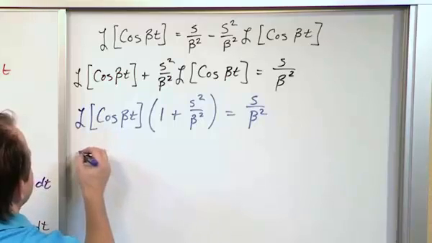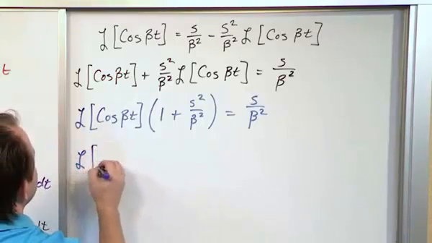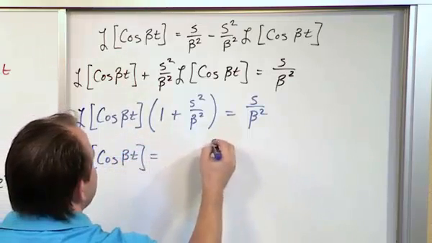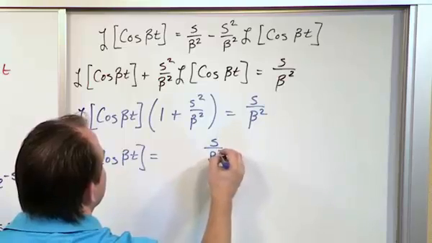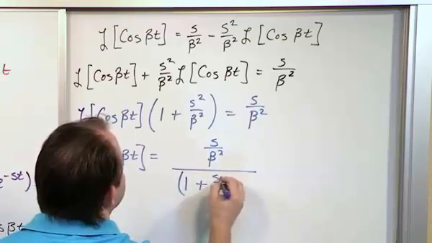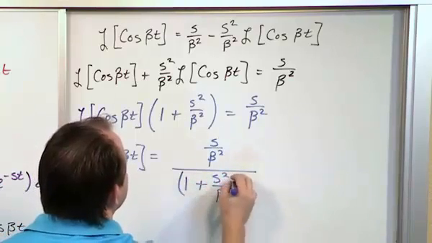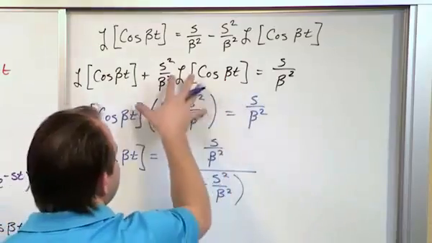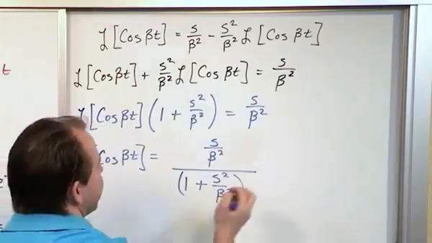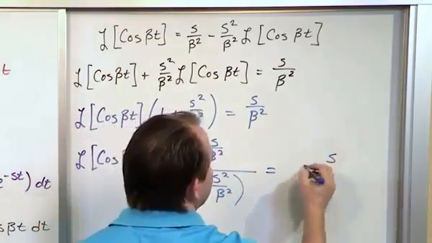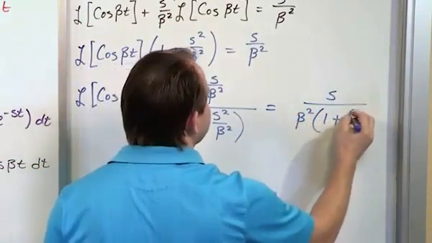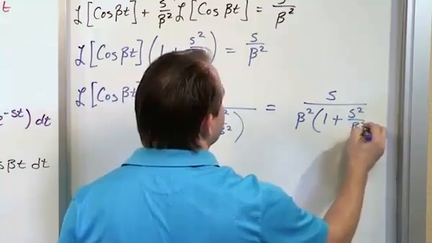And so what I'm going to get is Laplace transform of cosine beta t is equal to s over beta squared over 1 plus s squared over beta squared. Like that. So basically you take this thing and you divide the whole thing, it becomes the denominator, and then you realize that because this is a fraction, you can further write this as s over, the beta squared can go in the bottom, and then this becomes s squared over beta squared, like that.